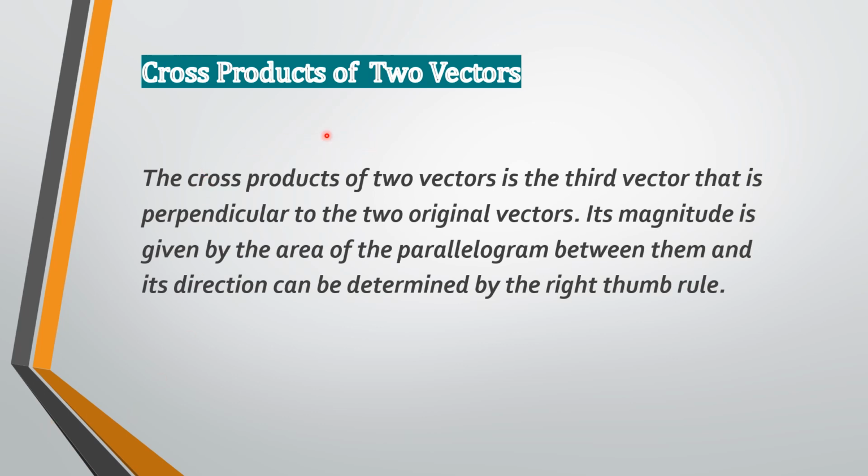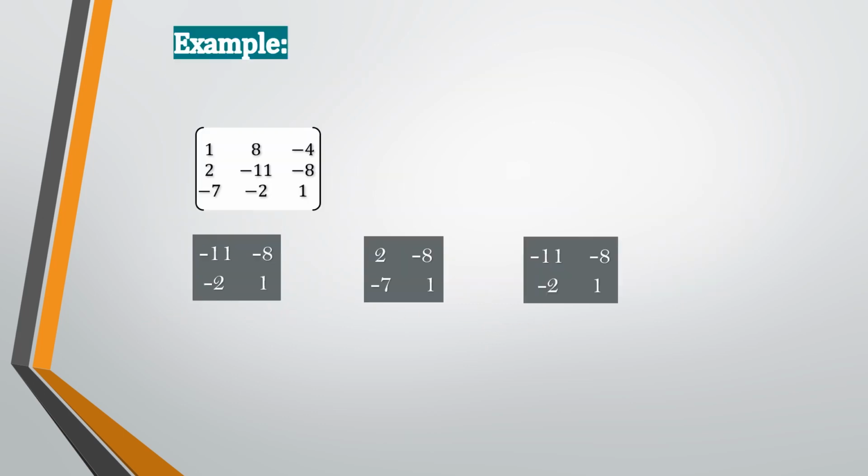So let's proceed to the cross product of vectors. The cross product of two vectors is a third vector that is perpendicular to the two original vectors. Its magnitude is given by the area of the parallelogram between them, and its direction can be determined by the right thumb rule. By the right thumb rule, let us have an example.